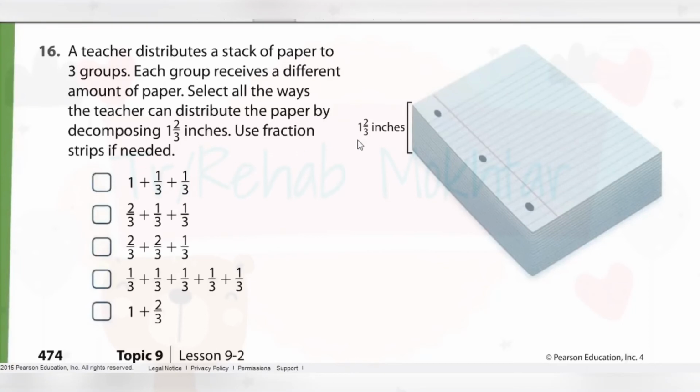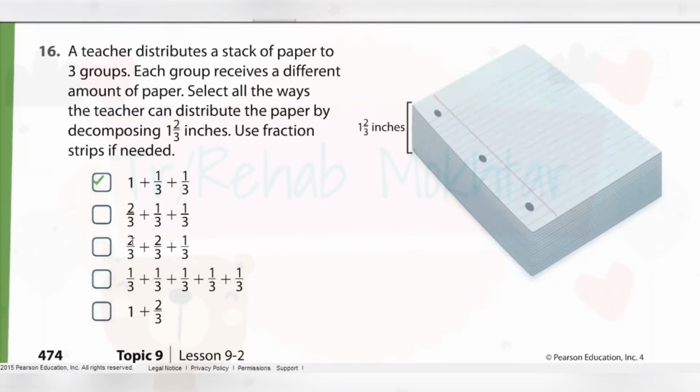Look here, we have 1 whole and 2 out of 3. It would be 1 whole as it is and 1 out of 3, 1 out of 3. Yes, teacher, this is a correct answer. I will choose it. 2 out of 3, this is the fraction part. 1 out of 3 plus 1 out of 3 equals 2 out of 3. This part is not equal to 1 whole, so I will not choose it.